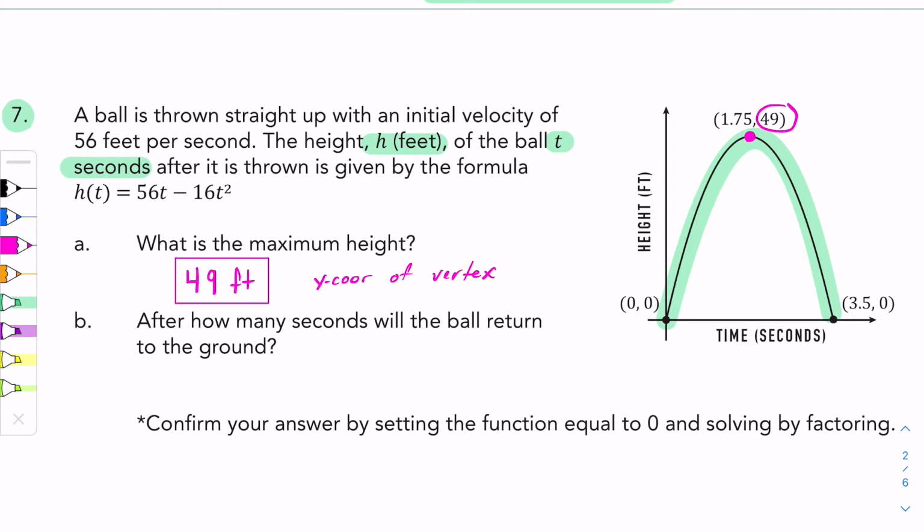Part B says, after how many seconds will the ball return to the ground? Okay, the ball starts at 0. It goes through its path of motion, comes back down, hits the ground at 3.5, and it's time in seconds. So after how many seconds? The answer would be 3.5 seconds.